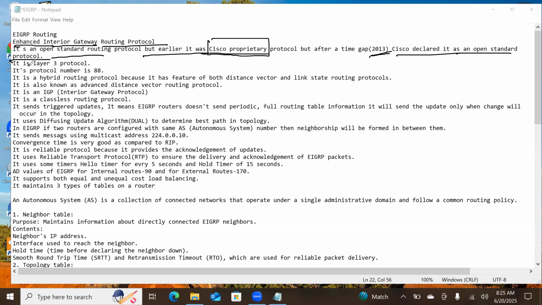It is a layer 3 protocol and the protocol number is 88. What was the protocol number of OSPF? 89. OSPF is 89, okay? And RIP uses port 520.